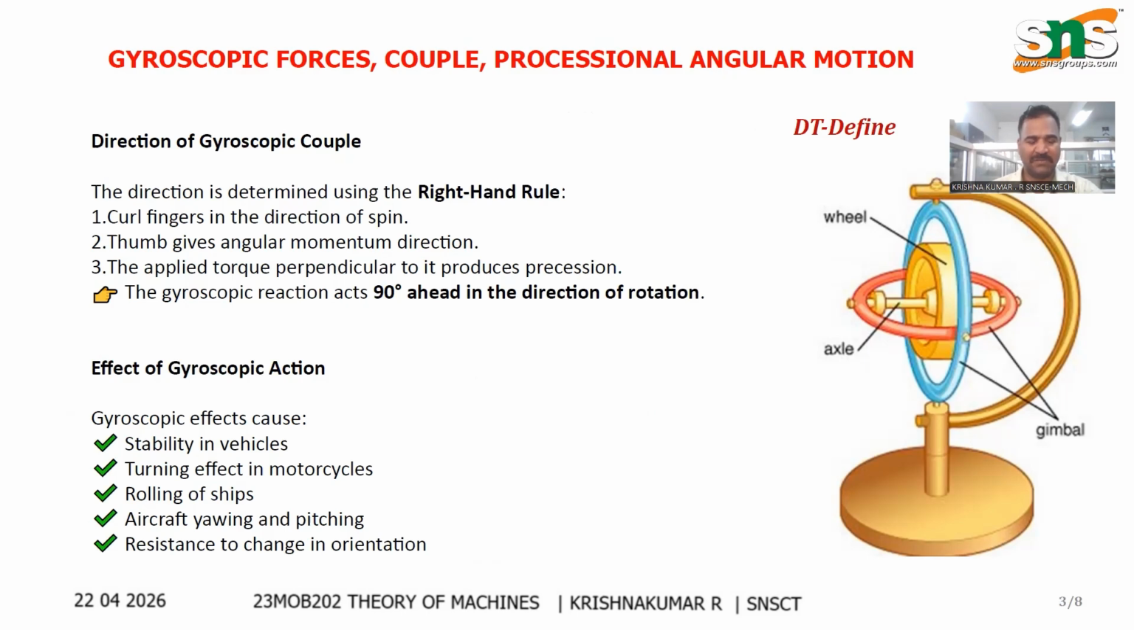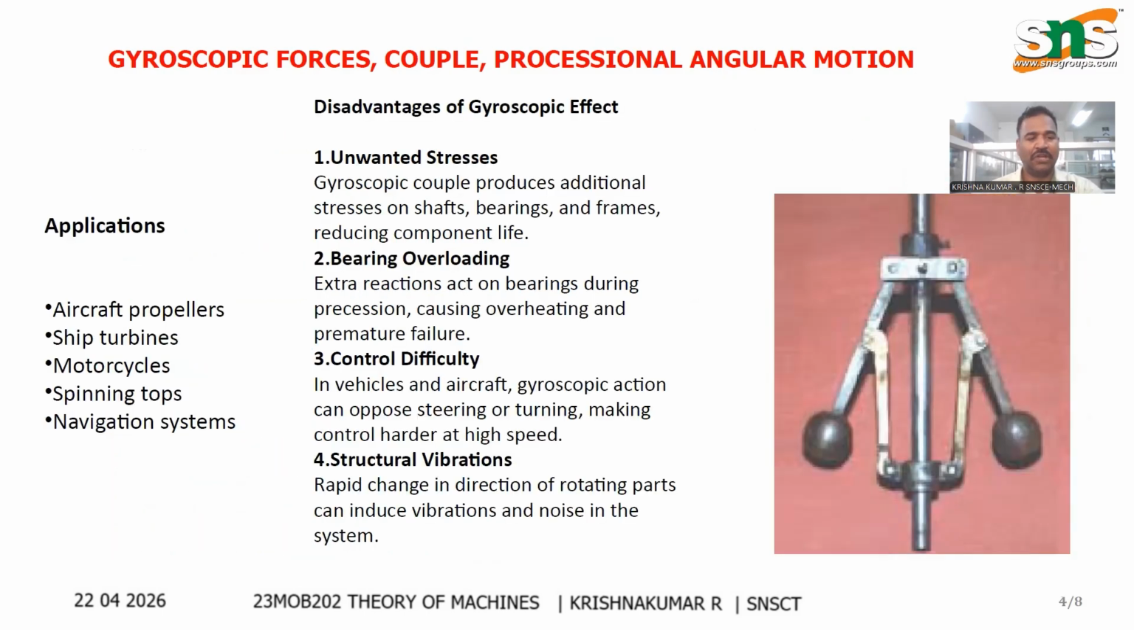Effect of gyroscopic action. The gyroscopic effect causes stability in vehicles, turning effect in motorcycles, rolling of ships, aircraft flying and pitching, and resistance to change in orientation.